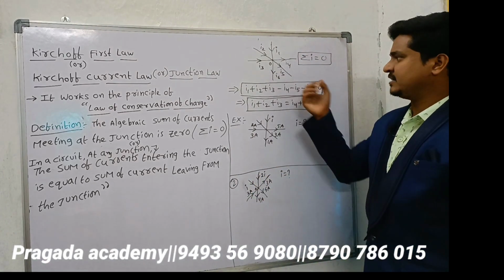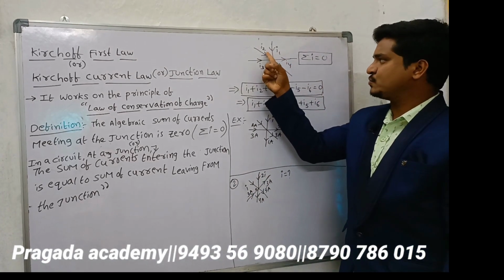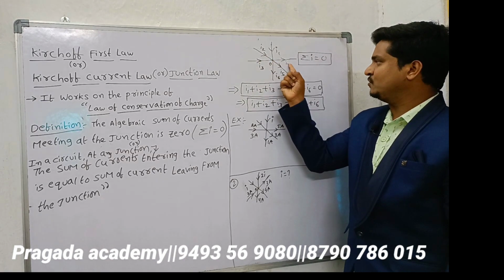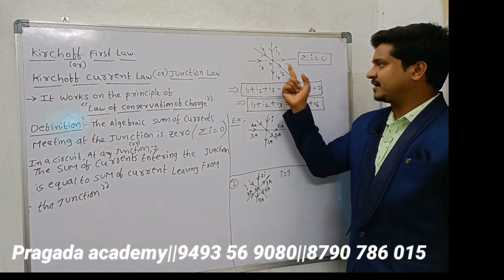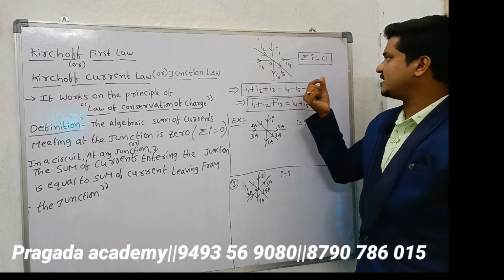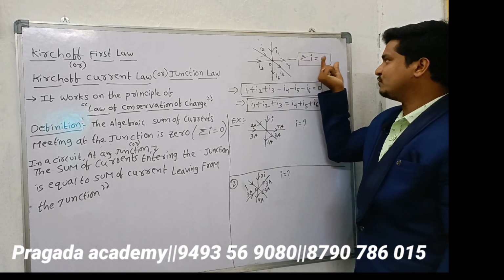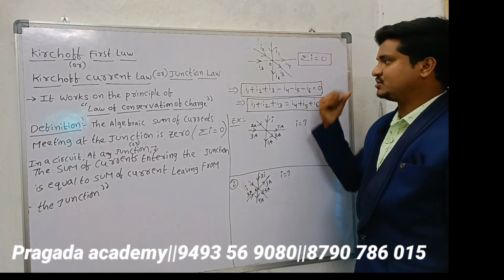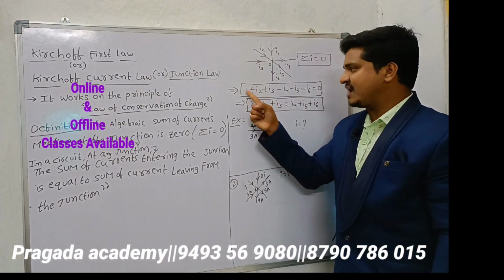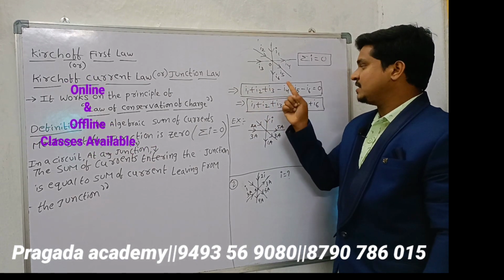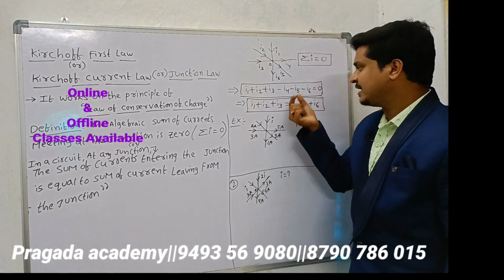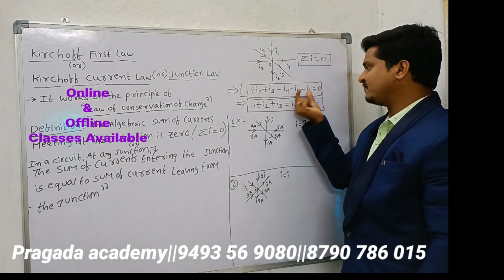Coming to here, they gave an example. I1, I2, I3 are the currents entering towards the junction O. I4, I5, I6 are the currents leaving from the junction O. So what is the formula for Kirchhoff first law? Sigma I equal to 0. Sigma represents summation. I1, I2, I3 are entering currents, that's why I took I1 plus I2 plus I3. And I4, I5, I6 are leaving from the junction. According to the sign convention, I am taking the negative sign for I4, I5, I6.